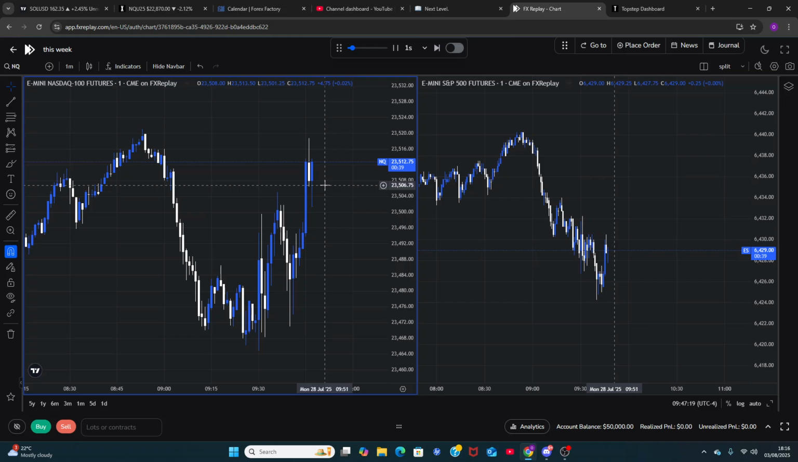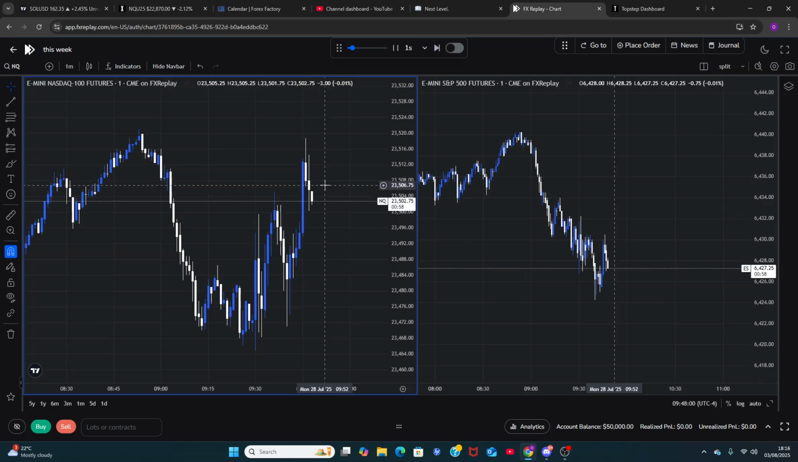We're respecting the BISI, it's pretty nice. So now I was not respecting the BISI. Let's see what price does. Okay, we're not respecting the BISI anymore. Clearly doing something.